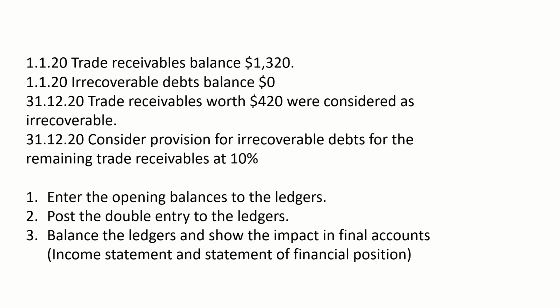Now, a summary of the discussion that we had. 1st of Jan 20, trade receivable balance 1320. They didn't specify any opening balance for irrecoverable debt. 31st 12/20 trade receivables worth 420 were considered as irrecoverable. 31st 12/20 consider provision for irrecoverable debt for remaining trade receivables at 10%. You are expected to enter the opening balances to the ledgers, post the double entry to the ledgers, balance the ledgers and show the impact in final accounts, which are income statement and statement of financial position.